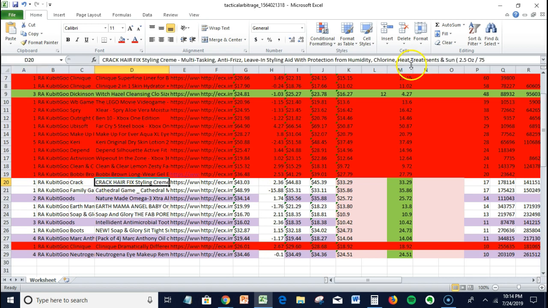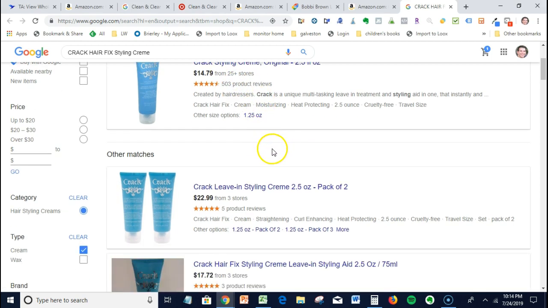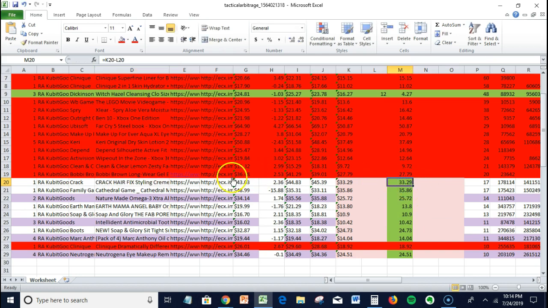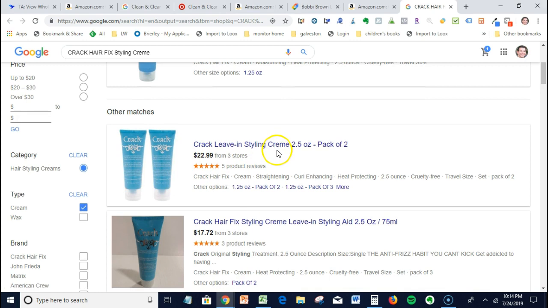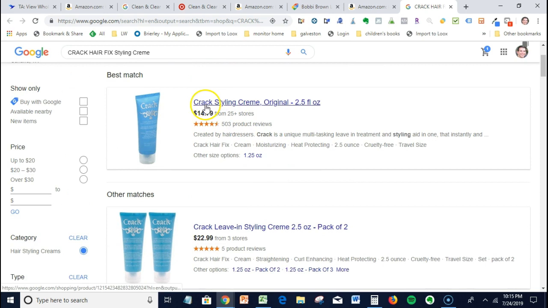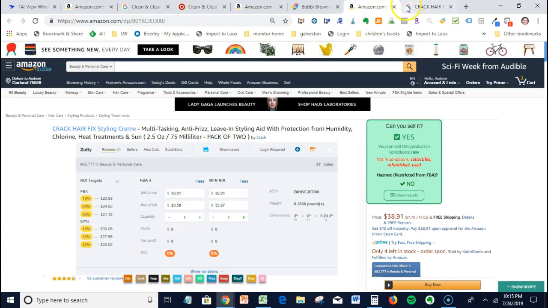This says pack of 2. So if something doesn't say it here, it looks like it is a pack of 2. So $33.29 is what our profit would be. We can get it here for $22.99. That's actually a good sign. To get one would be $40, so $30 each. It's 2.5 ounces; you've got to make sure that the ounces match up. That's 2.5 ounces, that's good.